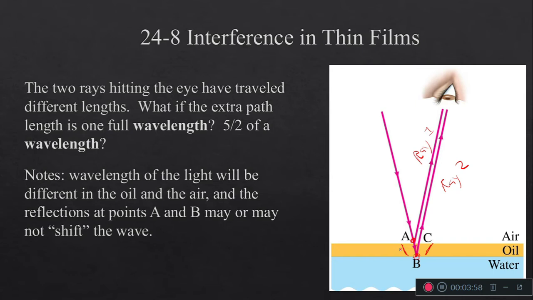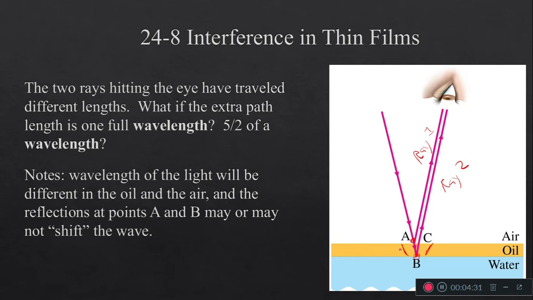And don't take this too seriously, because we've forgotten, or we never actually learned in the first place, an important detail. But you're like, I get it. Ray 2 has traveled a farther distance. If that extra path length is a full wavelength for red light, I'll get a little bit of constructive interference for red light, and I'll see a reddish fringe. If the extra path length that ray 2 has traveled is 17 halves of a wavelength, I'll get a little bit of destructive interference, and I'll see less of that particular type of light.